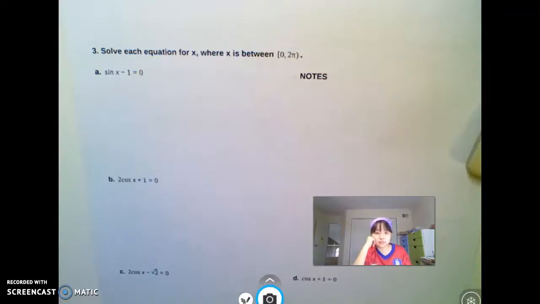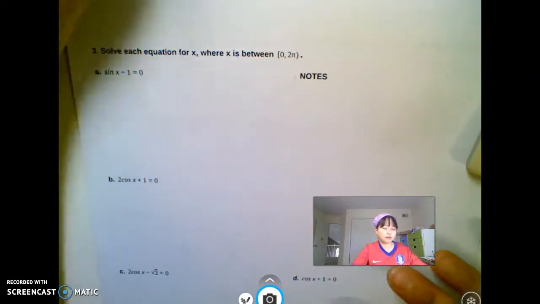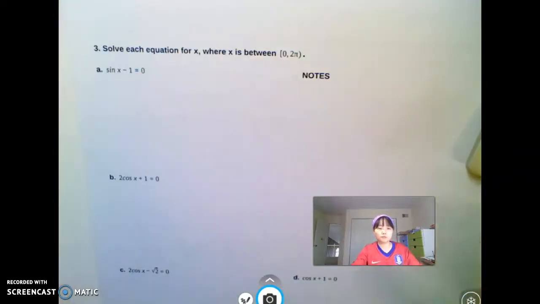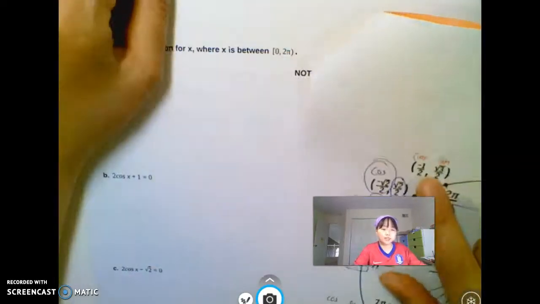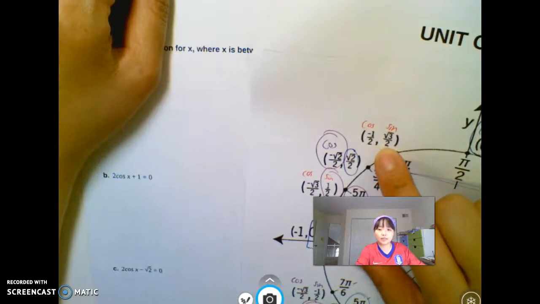Hard to believe, but this is it. This is the very last section of Learning Target 12. Just 3 sections, 3 parts, remember? So first we talked about that x coordinate is cosine, y is sine.